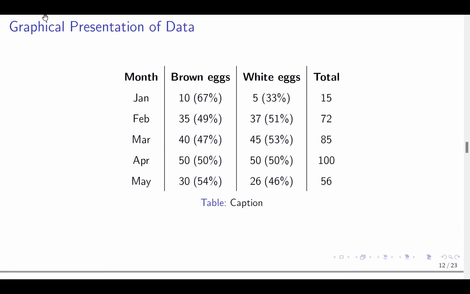In this example, from our previous example, we have the months, number of brown eggs, 10, 35, 40, 50, number of white eggs, 5, 37, 45, and then the total. However, because we want to present our work as a percentage bar chart, we will convert these figures to percentages. So first of all, how did we get 7% or 33%? You have to take your count of brown out of the total in this particular month and multiply it by 100. And that will give you your 7%. Same for this, 5 out of 15 times 100 gives you your 33%.